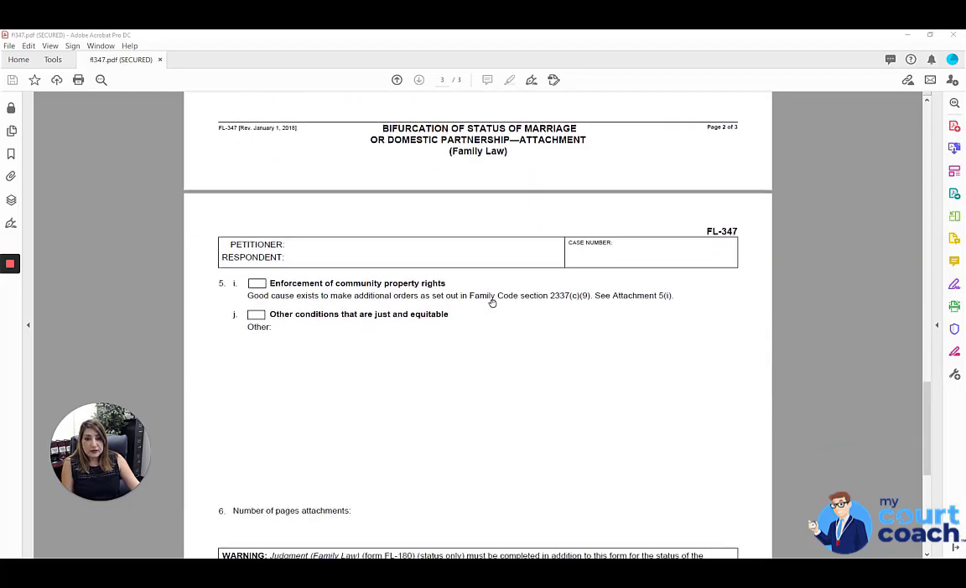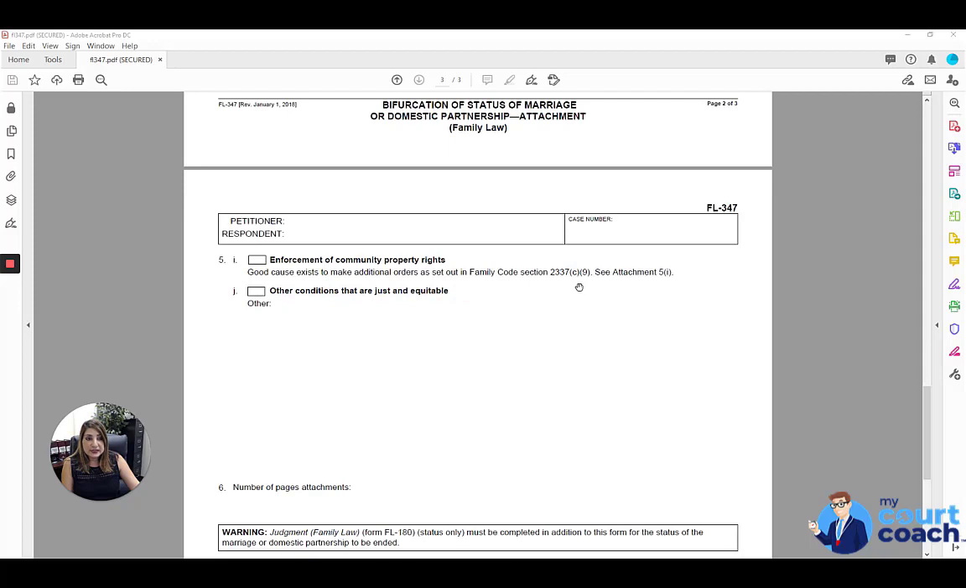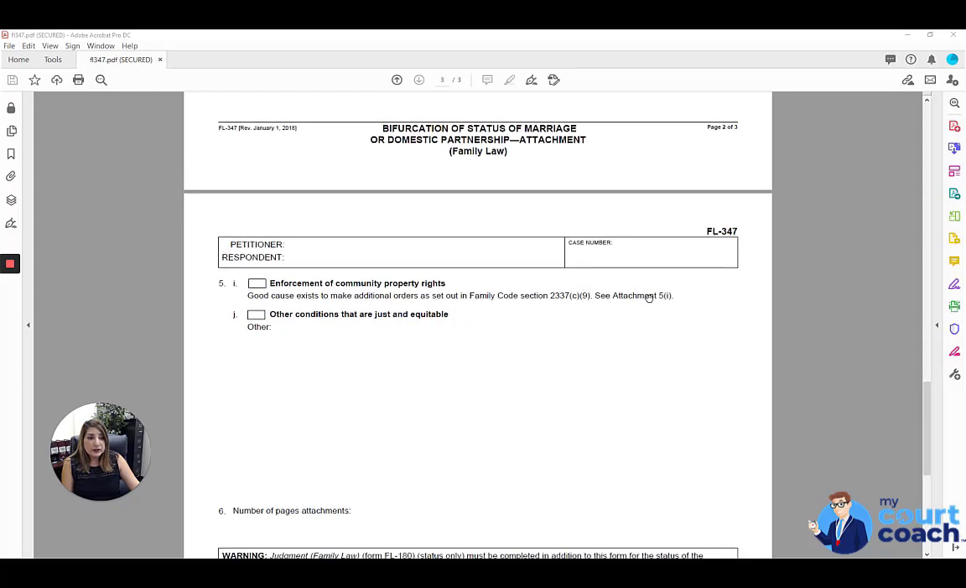And then on page 3 of 3, if the court makes any other orders to enforce community property rights pursuant to Family Code Section 2337 CG, and that has to do with the request for a specific security interest. If the responding party is able to prove that that is necessary and the court agrees and makes that an order of the court, you would want to attach a document to this form that explains what that order is specifically. And then any other orders that the court makes that it believes are just and equitable, you would mark box 5G and describe what those orders are.